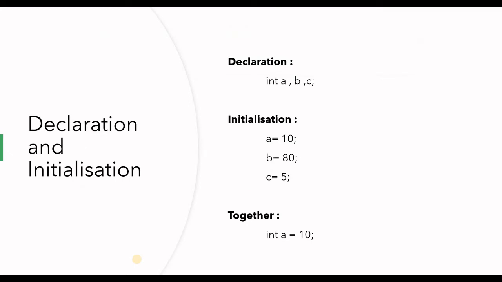Moving on to the declaration and initialization part, this is how we declare a variable. Say an integer type variable: we write the data type int and then the variable names, say A, B, C, and then we initialize them. The process of defining the value that each variable is going to store is called initialization. Like 10 is stored in A, 80 in B, 5 in C. Now whenever you call B, the number 80 will come to you.